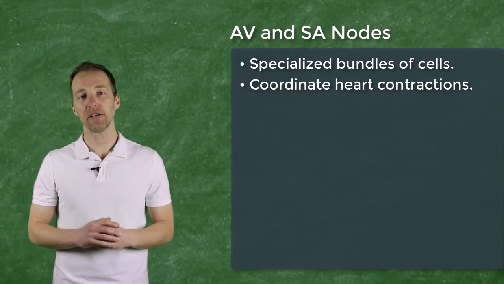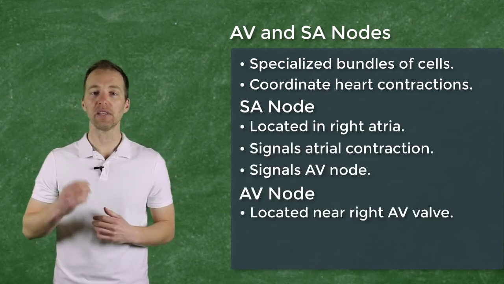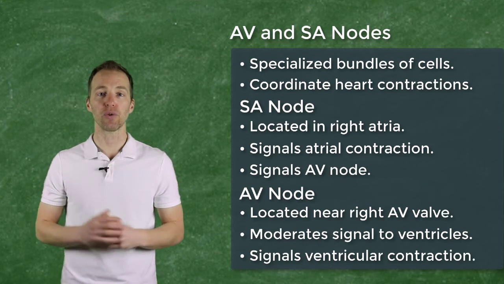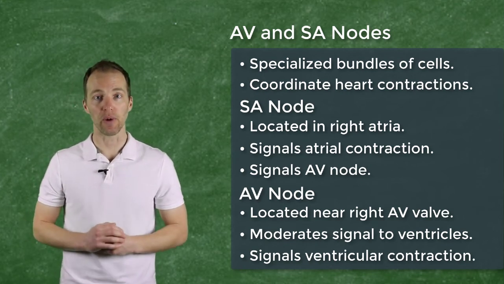So, between the SA node and the AV node, they're sending out electrical signals to cause the atria and the ventricles to contract rhythmically, so that the atria contract at the same time and the two ventricles contract at the same time.